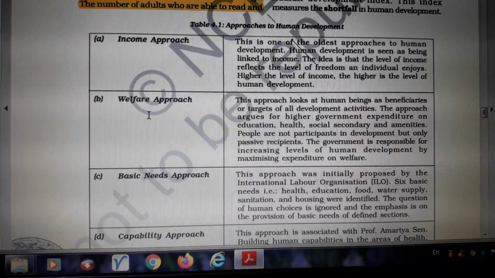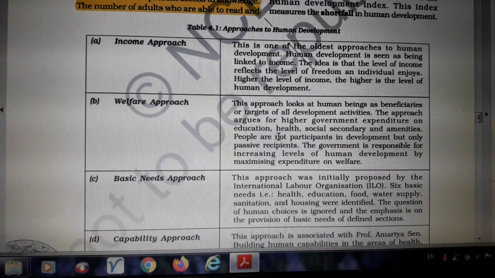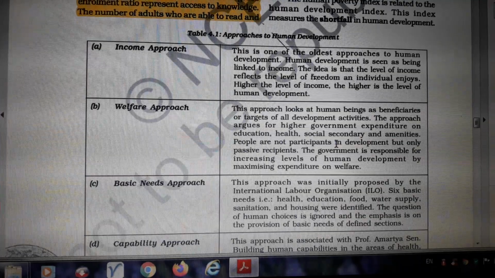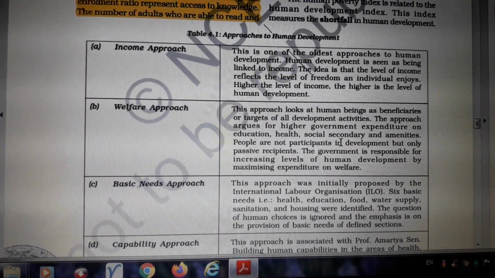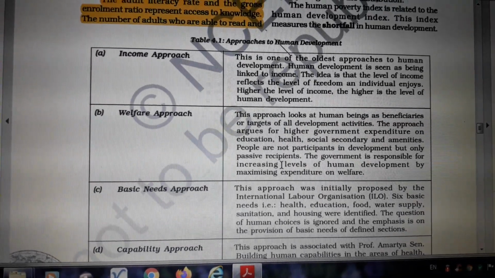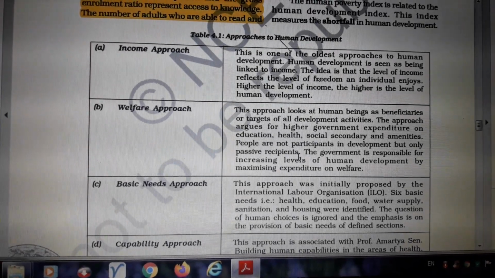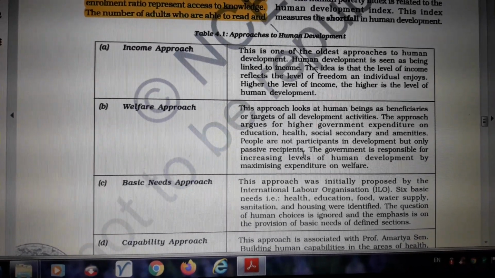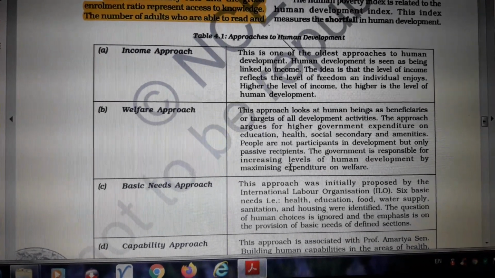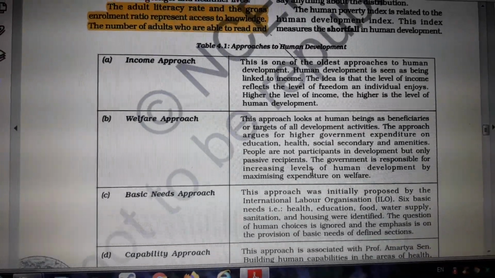Then the second one is the welfare approach. The welfare approach is about the role of the government. The government should spend more on education, health and social security and amenities. People do not participate in development but are only passive recipients. That means whatever money the government spends, the people should make use of it; then only can we see development. Otherwise the people will be passive. So the government is responsible for increasing the level of human development by maximizing expenditure on welfare.